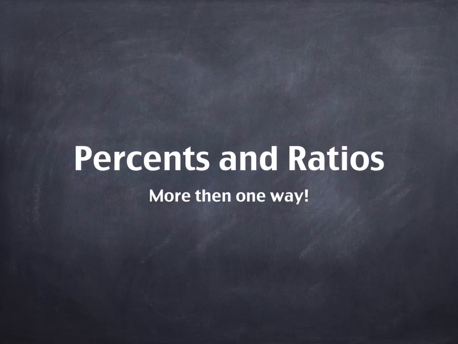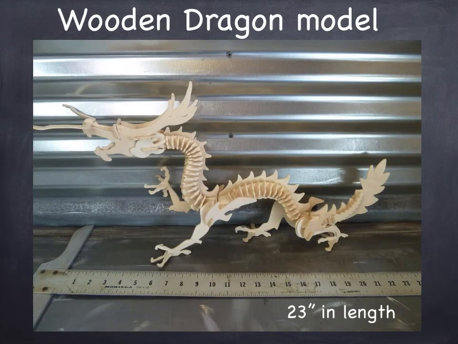Okay, so here we are in percents and ratios. There's more than one way of doing these things, and we're going to walk you through it. So what I did is I have a wooden dragon model, and decided to make a larger one. I had a friend of mine who wanted a big dragon.